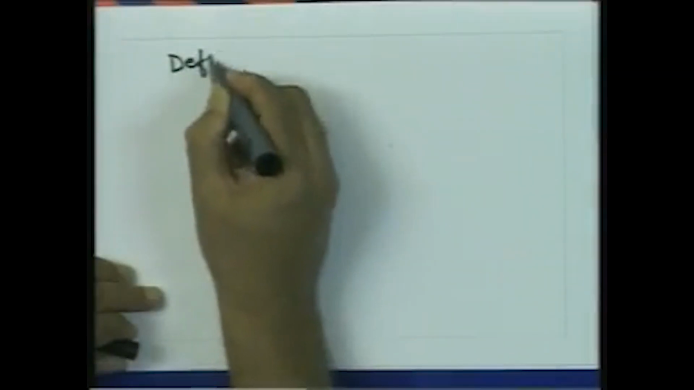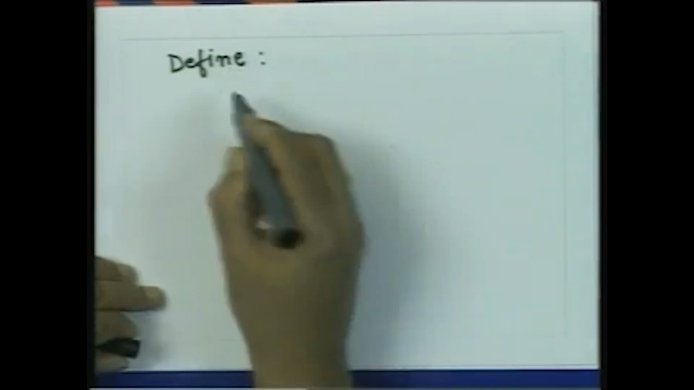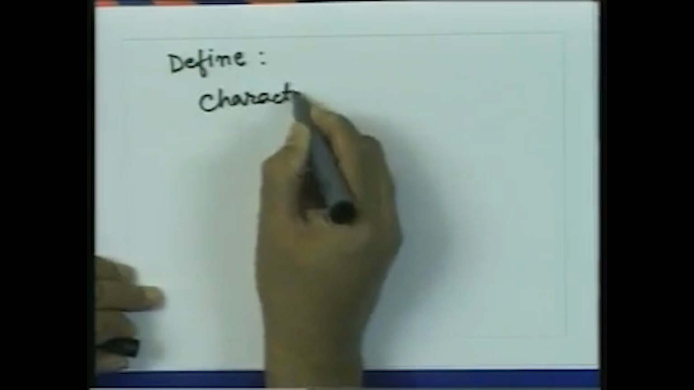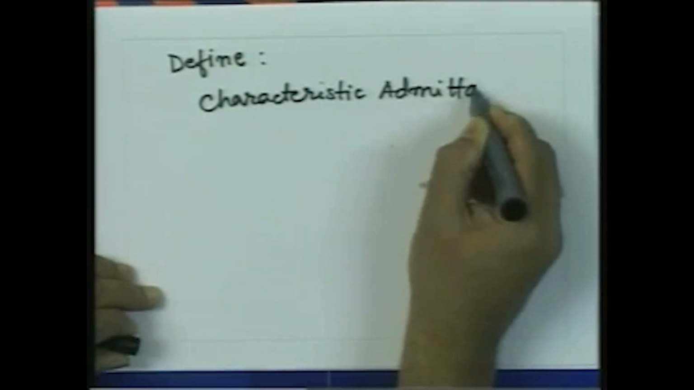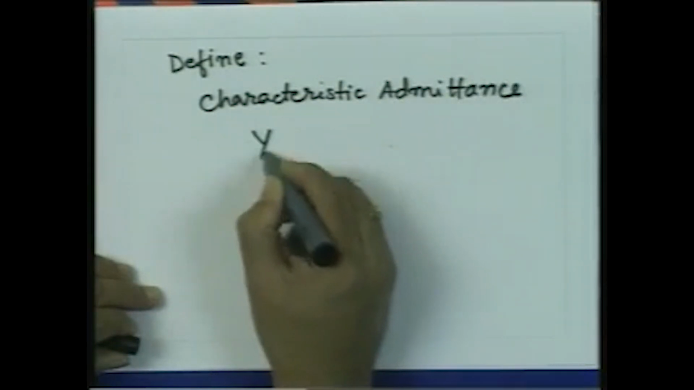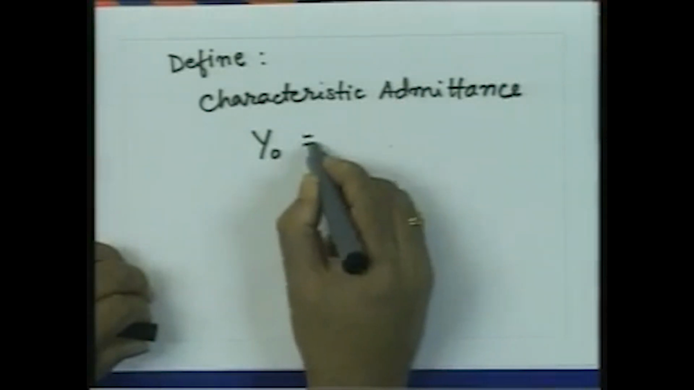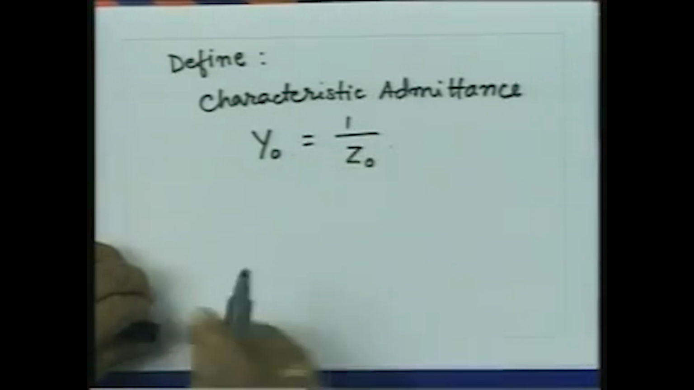Since the Smith chart deals with the normalized impedances, as we have seen, the same thing we can do for the admittances. So, we can first define what are called the normalized admittances on transmission line, and for that we will require what is called the characteristic admittance of transmission line. So, what we do first, we define a quantity called the characteristic admittance, which is denoted by Y naught, and that is nothing but 1 upon the characteristic impedance Z naught.